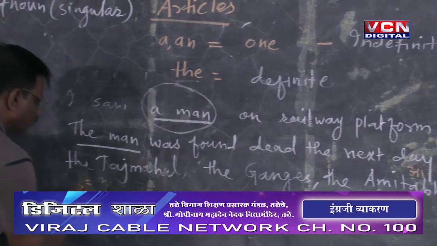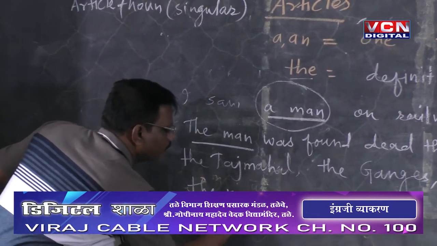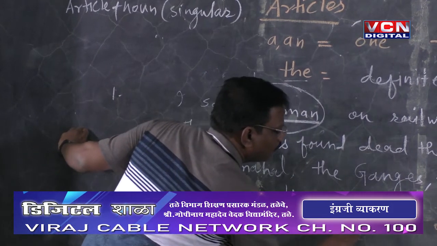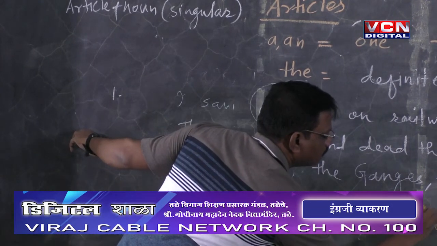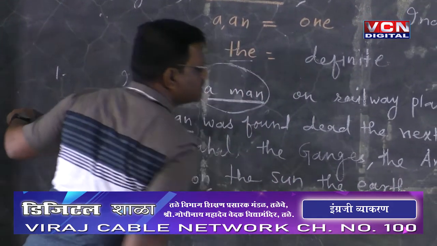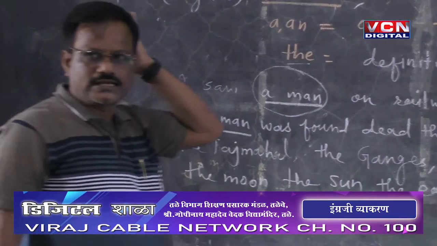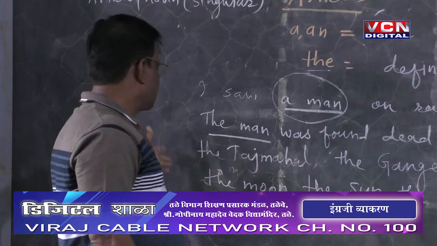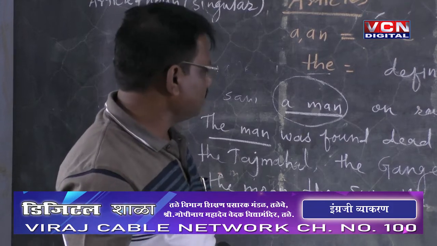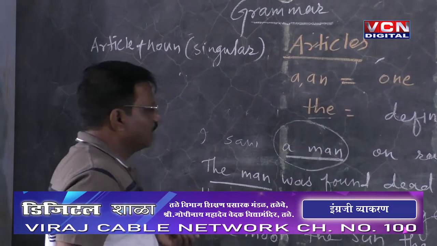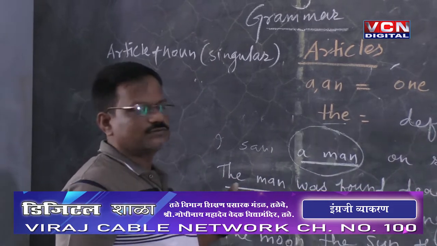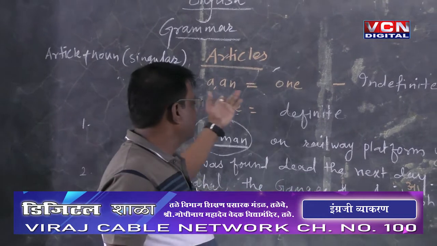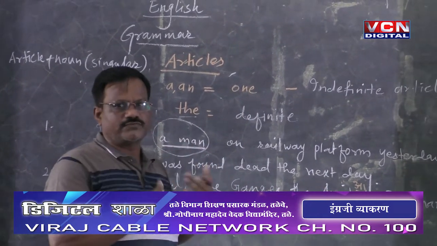In this way also, you can use the moon, the sun, the earth. In this way also, you can use the definite article the. In this way, these are two ways of using the article. Okay. So you might have come to know how articles are used, like the indefinite article and the definite article.